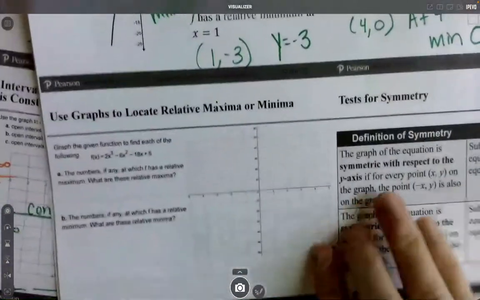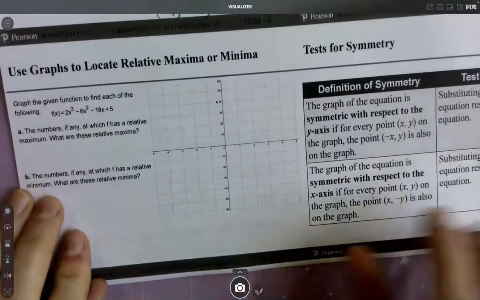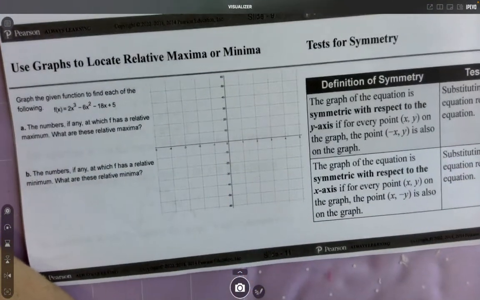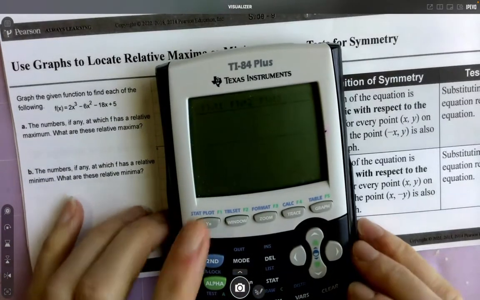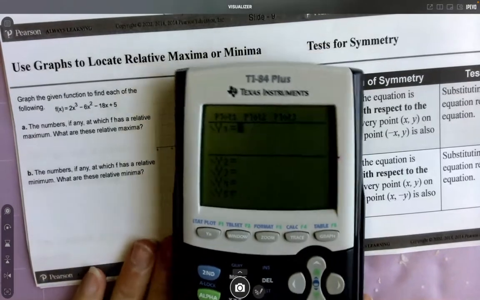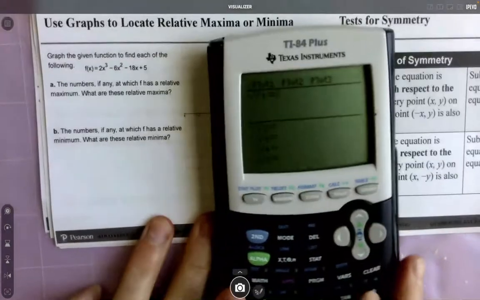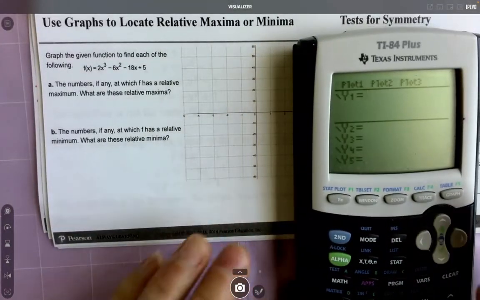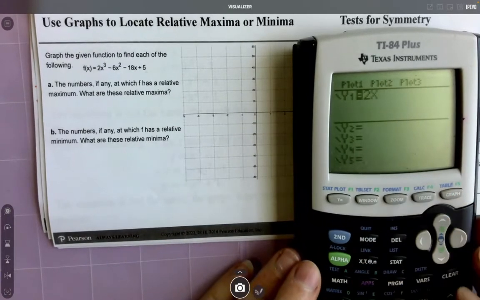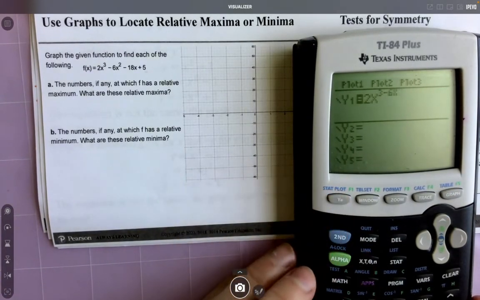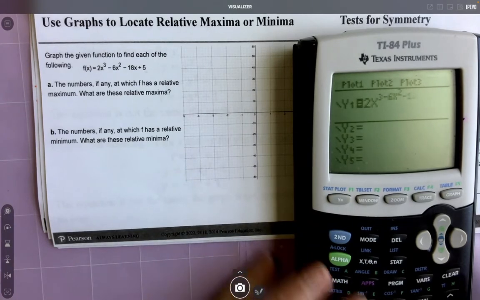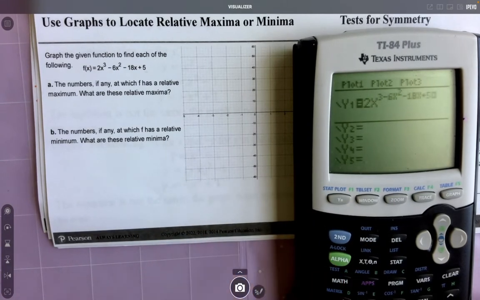All right, so let's look at this example where we do not have the graphed out solution. We have to graph it. So let's go to our calculator again, clear out whatever is in there, and then we're going to change the window. Let's get it over. There we go. 2x to the third power minus 6x squared minus 18x plus 5.